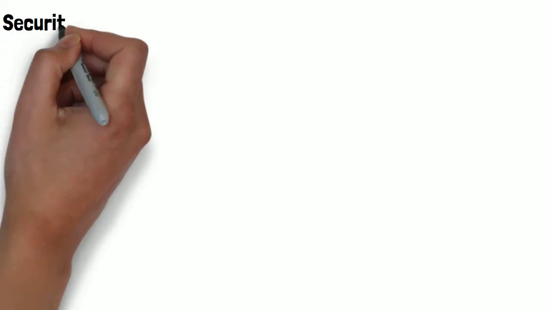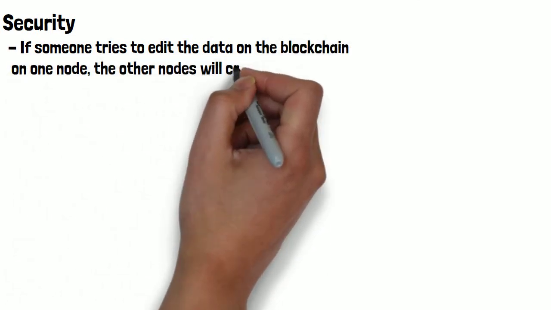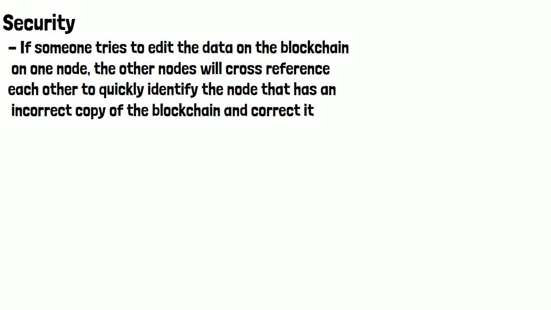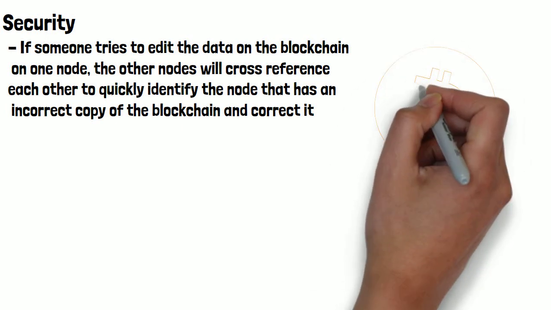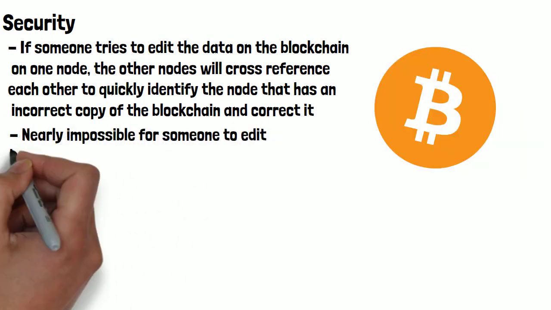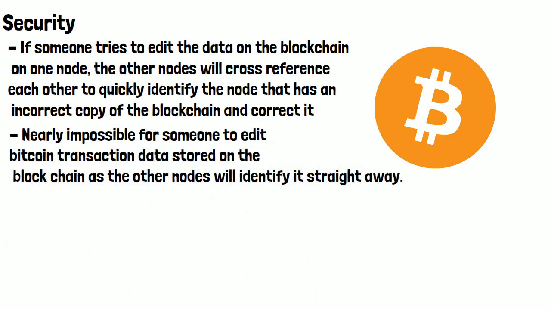Security is also a big advantage of blockchains. If someone tries to edit the data on the blockchain on one node, the other nodes will cross-reference each other to quickly identify the node that has an incorrect copy of the blockchain and correct it. This is why Bitcoin uses a blockchain to store its transactions, as this means it's nearly impossible for someone to edit Bitcoin transaction data stored on the blockchain, as the other nodes will identify it straight away.